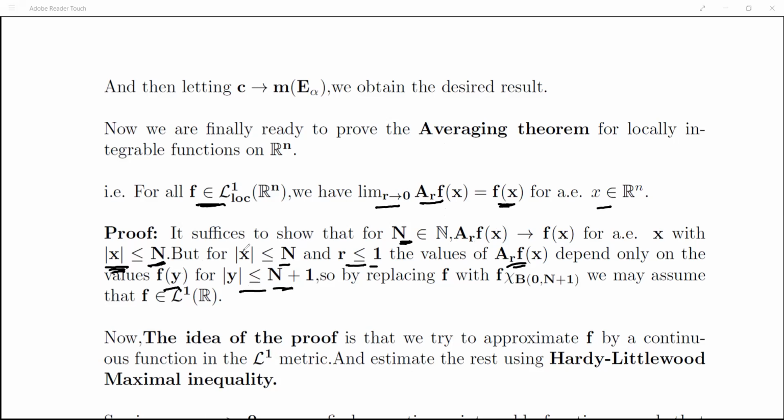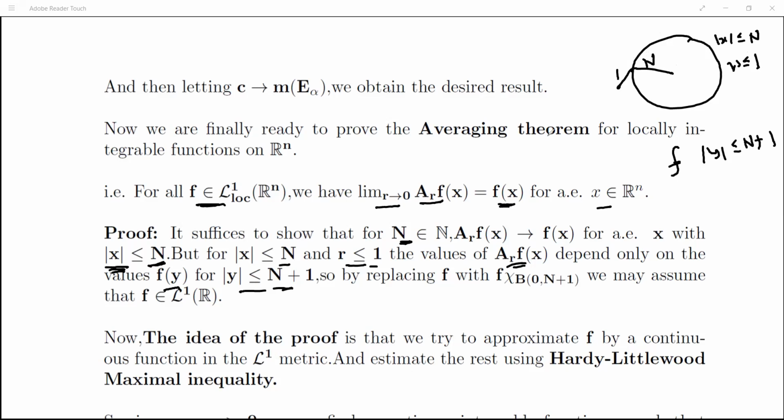So you're restricting your region to the region |x| less than or equal to n and taking r less than or equal to 1. So your value of A_r f(x) will only depend on the values of the function f in the region |y| less than or equal to n plus 1, right? Yeah, because this is my radius n, and then you are taking r to be at most 1. This is just for some simplification.